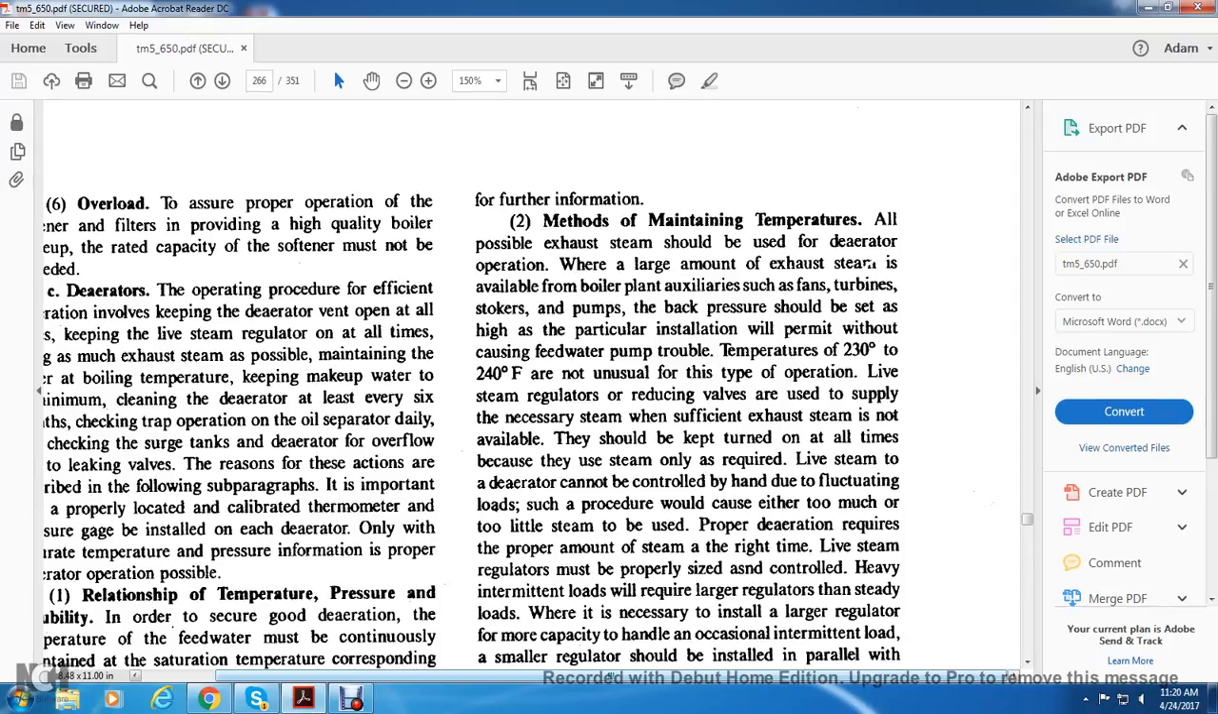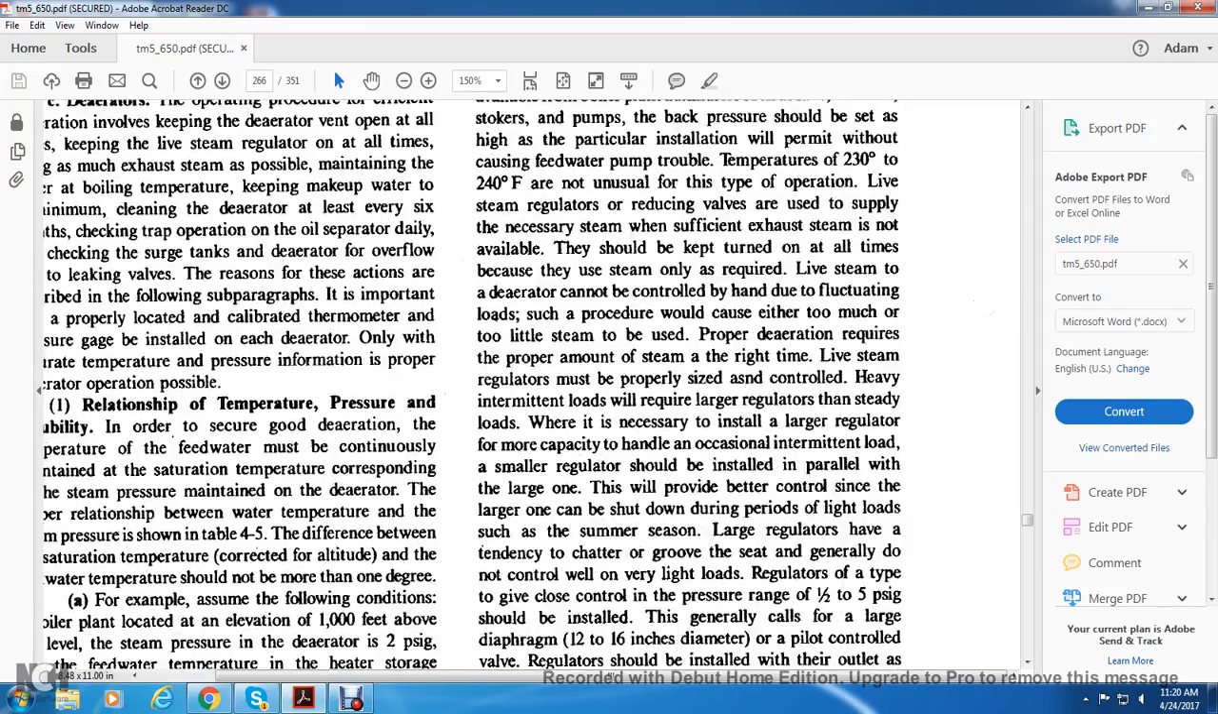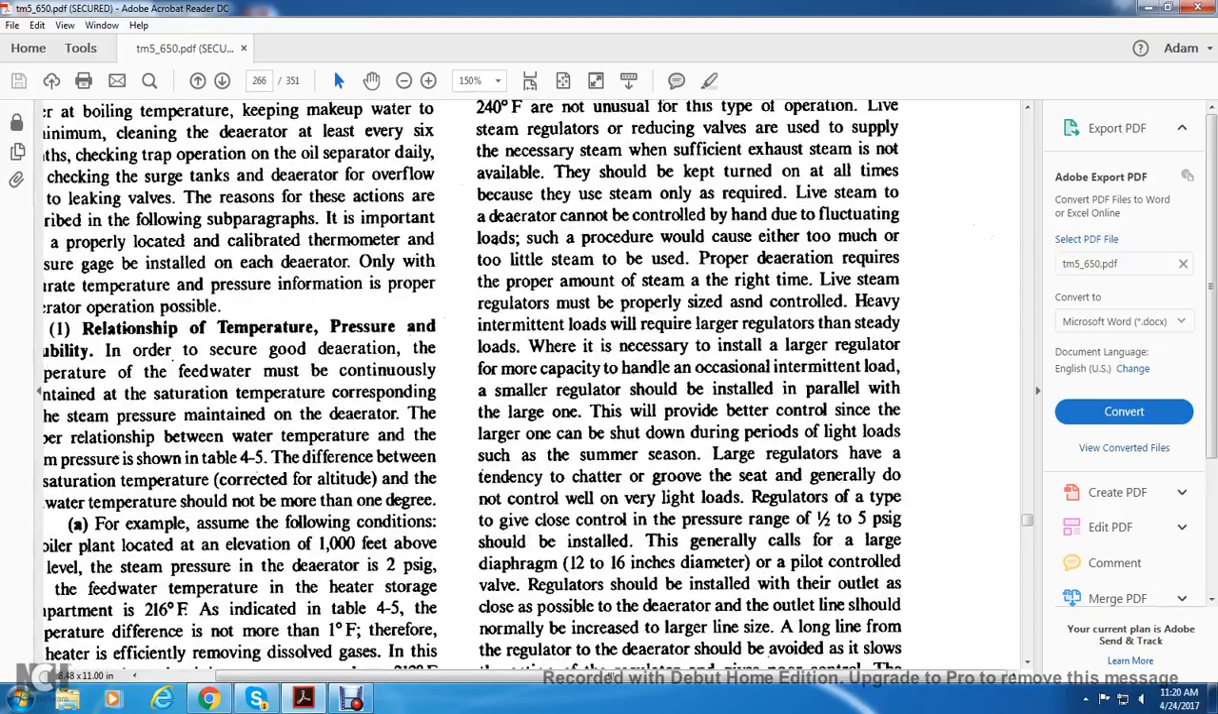Heavily intermittent loads will require large regulators that steady the load when necessary. To handle the occasional intermittent load, a smaller regulator should be installed in parallel with a large one. This will provide better control, since the large one can be shut down in periods of light load, such as the summer season. Large regulators have a tendency to chatter and generally do not control very small loads well.